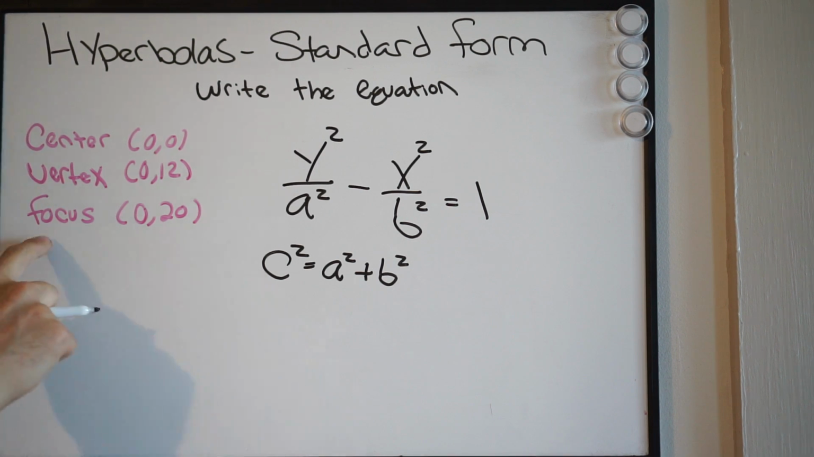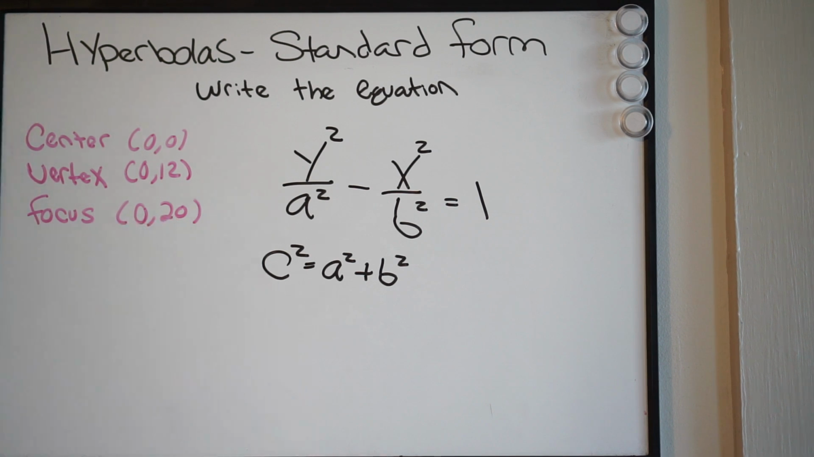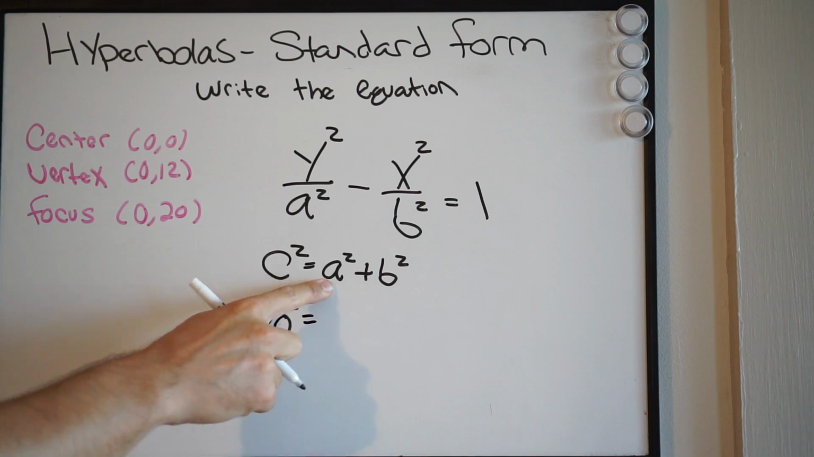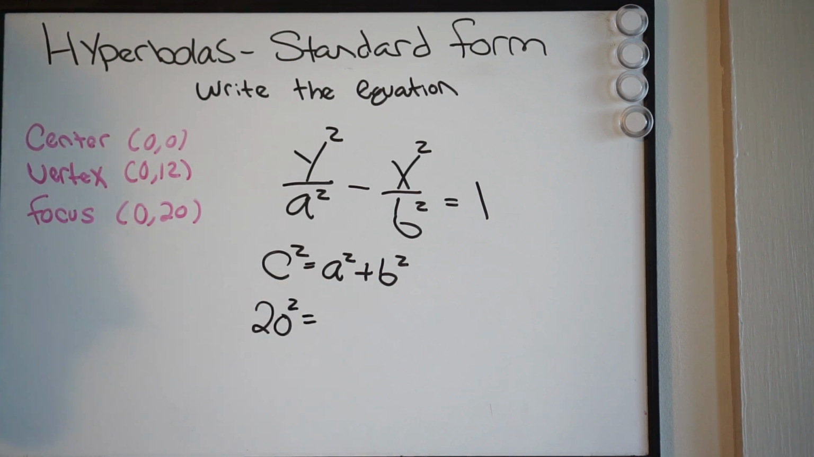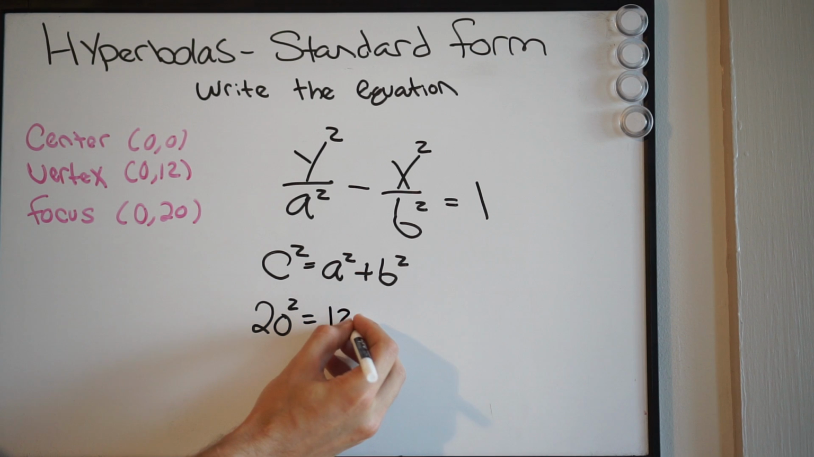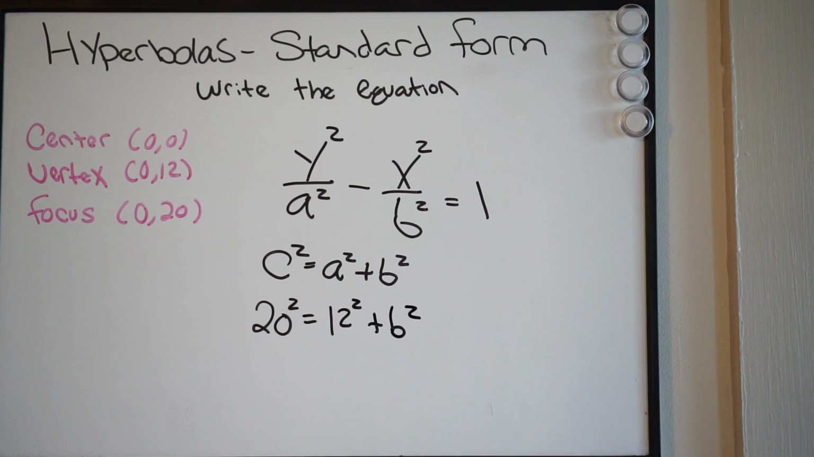So if we just go ahead and plug this in, we have a focus of 0, 20. What this is telling you is the distance from the center of the hyperbola. In this case, our center is 0, 0, and the focus is occurring at 0, 20. Well, that will be a distance of 20, so we have 20 squared. Same thing, our a value here is talking about our vertices occurring on the transverse axis, and it's going to be the distance to the center. So if it's occurring at 0, 12, and our center is at 0, 0, well, that will be 12 squared plus b squared. And we can go ahead and solve this now.